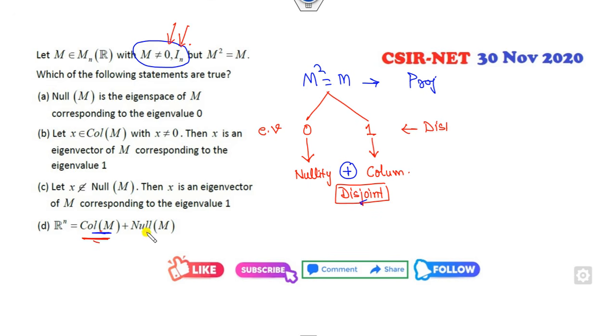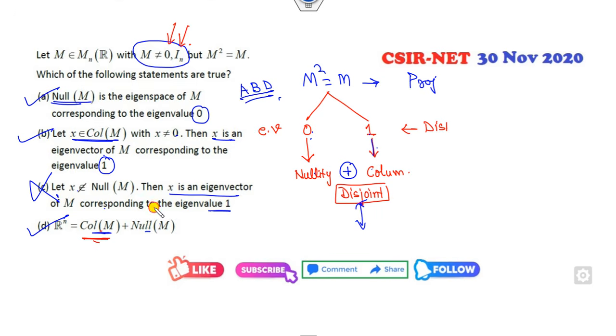Direct sum means the column space and the null space dimensions add up to the full vector space dimension. If x belongs to the column space, x is non-zero, then x is the eigenvector corresponding to the eigenvalue 1. Correct. Null space corresponds to the eigenvalue 0. Correct. If x does not belong to the null space, then x is the eigenvector corresponding to the eigenvalue 1. That is not true because of this disjoint. So this option is also cancelled. A, B and D are the right answer. This option may be correct if M is either 0 or I. But if x does not belong to this, it doesn't mean that it belongs to the column space.